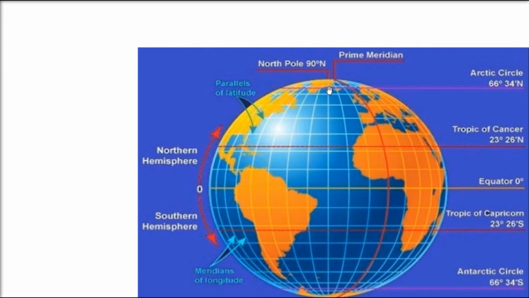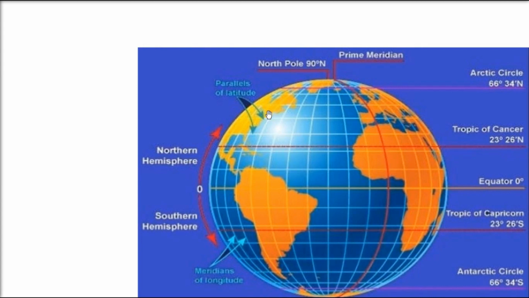So when we go up, and this is 66 degree, we call it Arctic Circle. In the down south, we call it Antarctic Circle. Above Arctic, down Antarctic. So we have 5 actually: Equator, Tropic of Cancer, Tropic of Capricorn, 23 degree, and 66 Arctic Circle, Antarctic Circle.